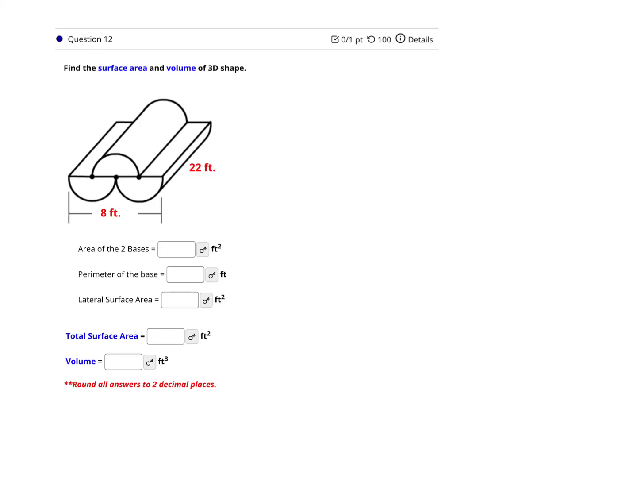Hello, Mr. Geislart here, and we're going to take a look at number 12 on the test remediation for chapter 10-11.